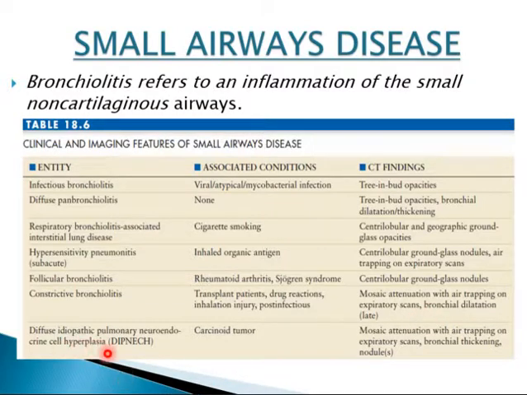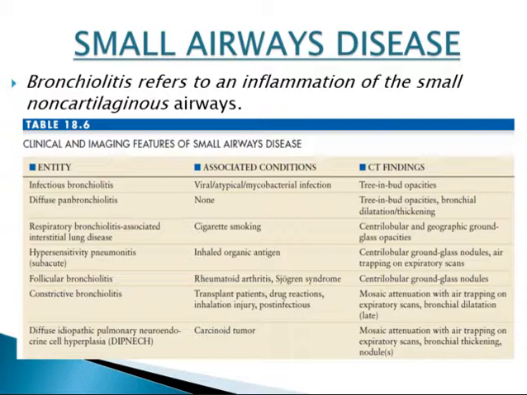The other one is diffuse idiopathic pulmonary neuroendocrine cell hyperplasia, associated with carcinoid tumor. Really, this was the most difficult topic for me to understand. I think we talked about it previously in one of the chapters. Diffuse idiopathic pulmonary neuroendocrine cell hyperplasia. No, not this only. All the bronchiolitis, the summary.